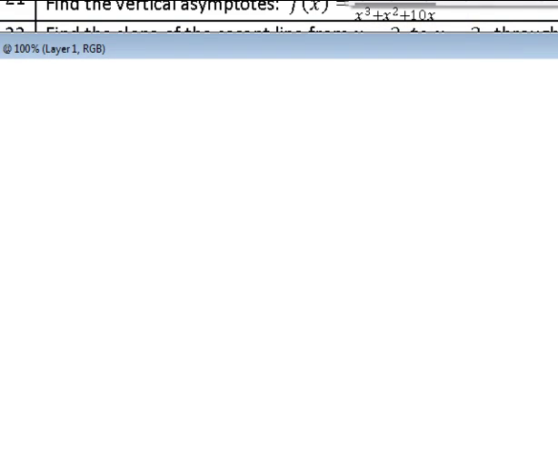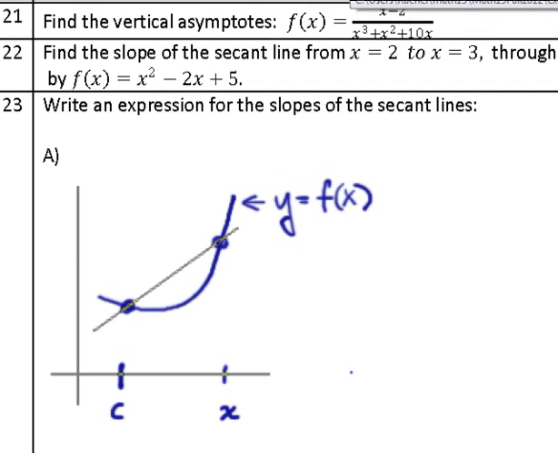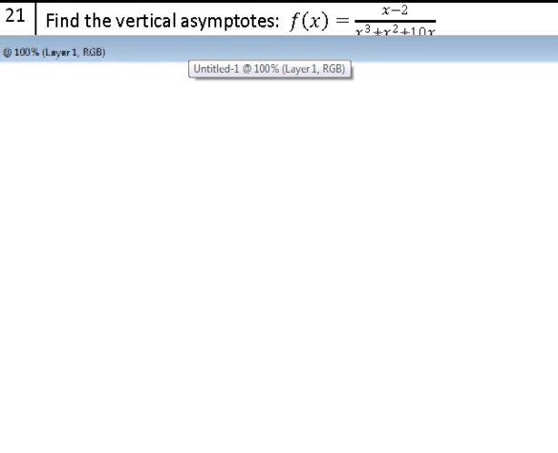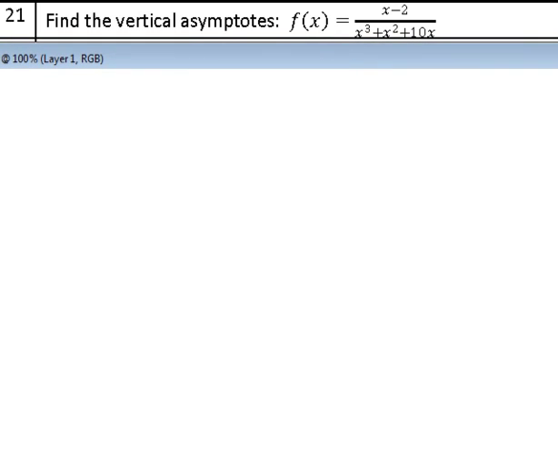Okay, number 21. Wait, let me just pull this down a little bit. Okay. In number 21, we want to find vertical asymptotes of this function.